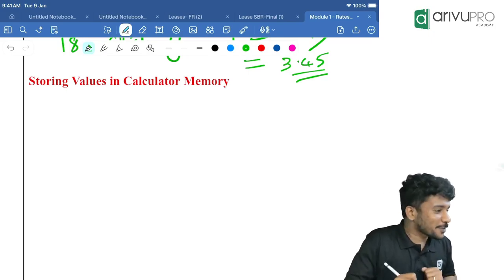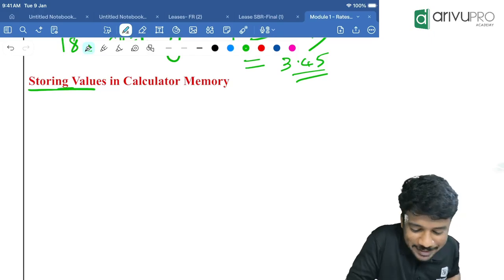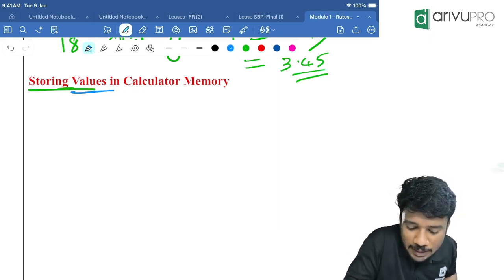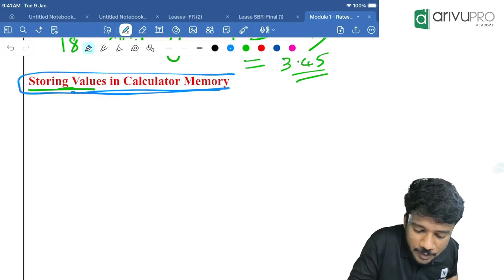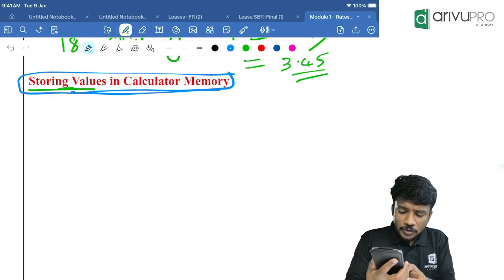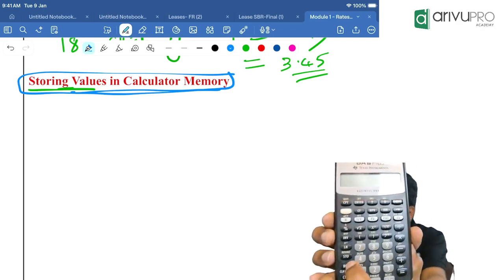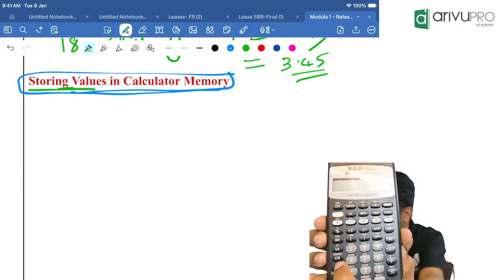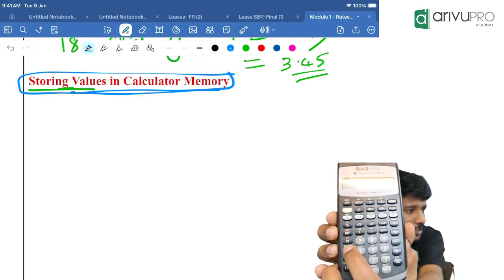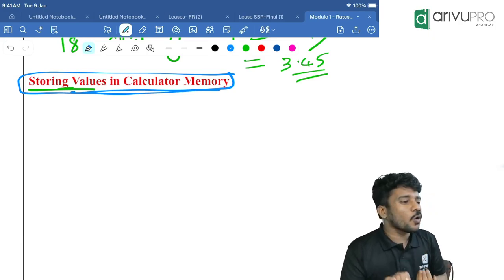Now we need to store the formulas. Likewise, the calculator has a capacity to store values in the calculator memory. There is a button called STO. Can you see that STO button over here? Yes, everyone saw that STO button. That is a short form for storage. We need to store the values.